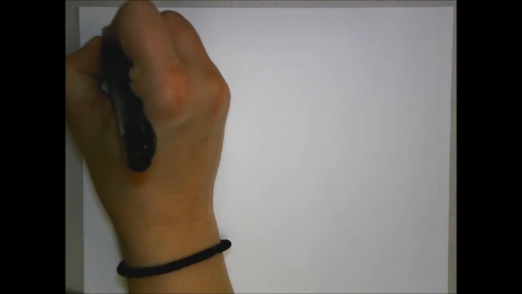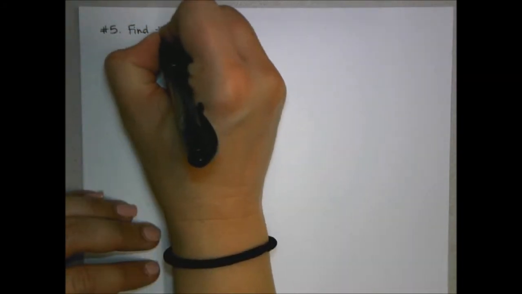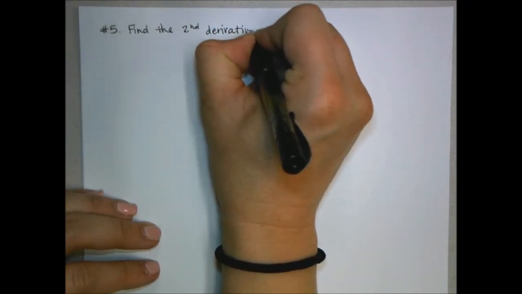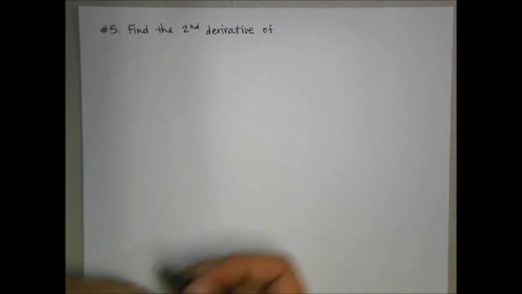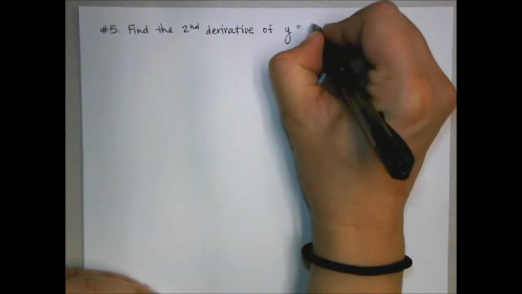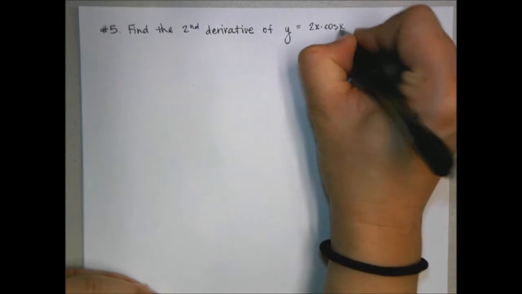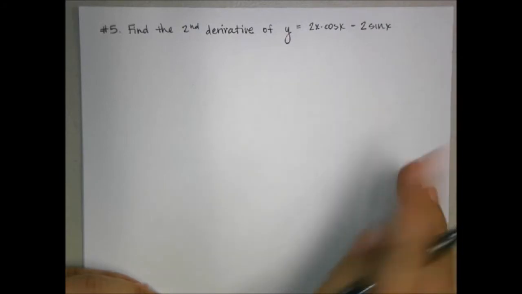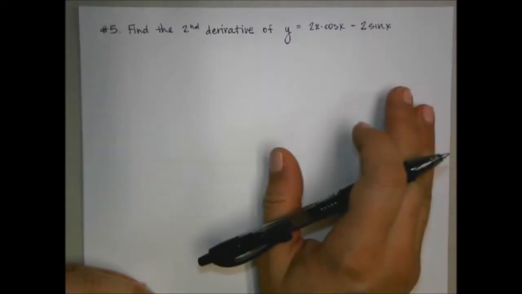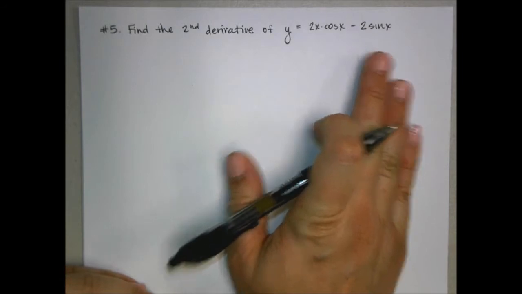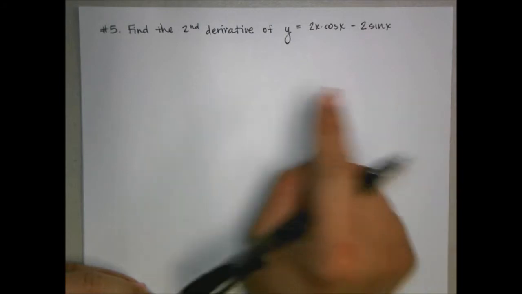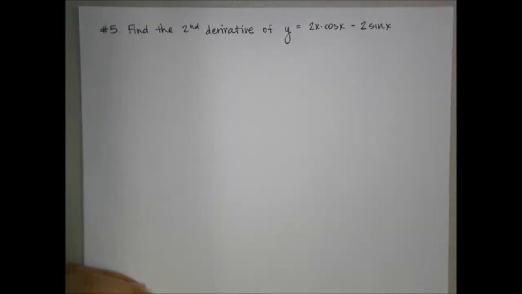In our last example, I'm going to ask you to find the second derivative for the function y equals 2x times cosine x minus 2 sine x. All right, so that's our function. Remember, if you can clean anything up first, you should. There's really nothing we can do here to this one. I know they have a 2 in common that could factor out, but that's really not going to be helpful. So we're going to go ahead and start our derivative.